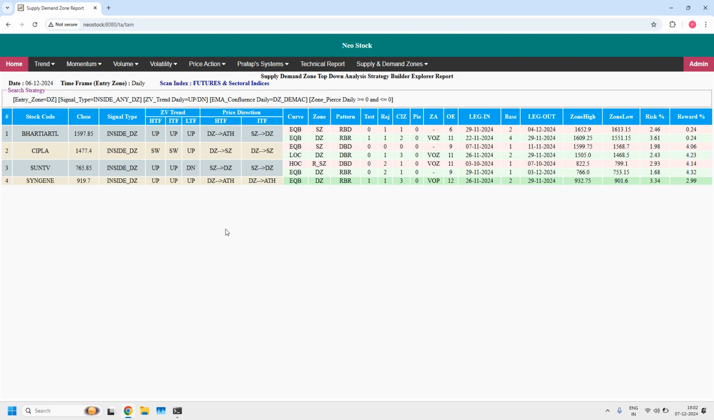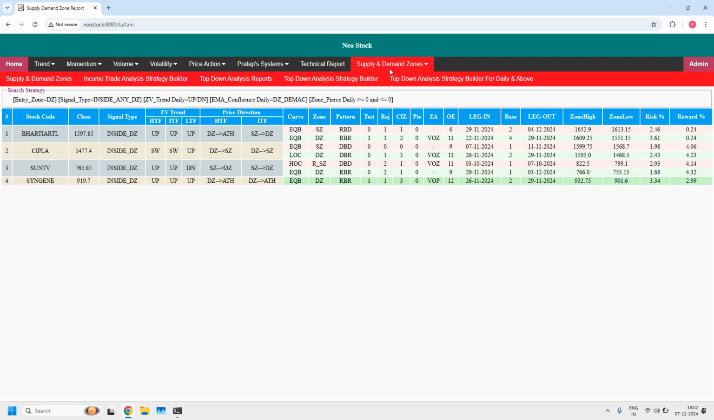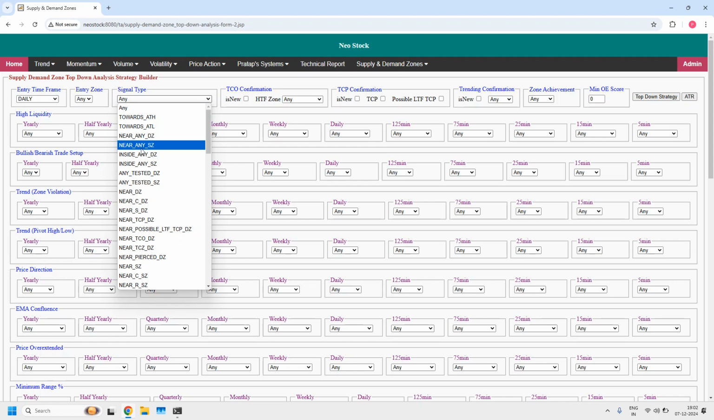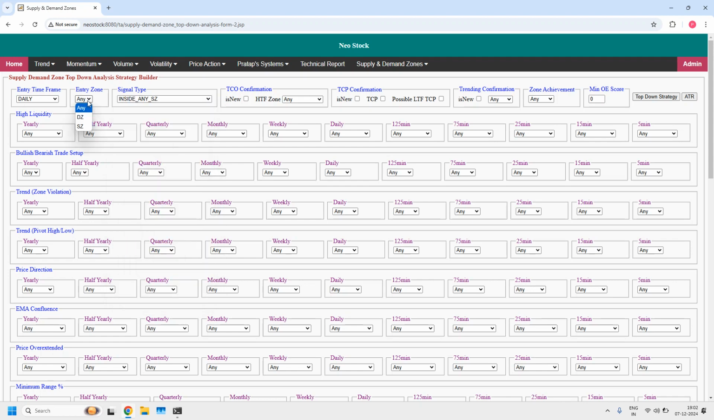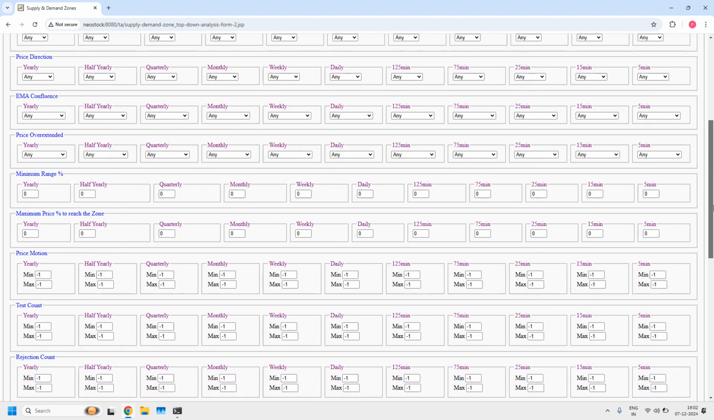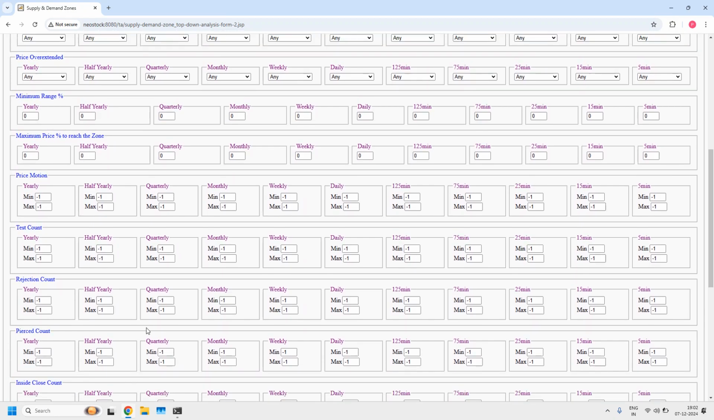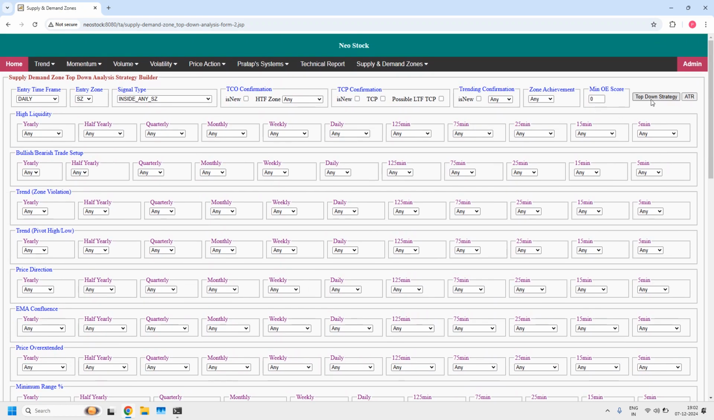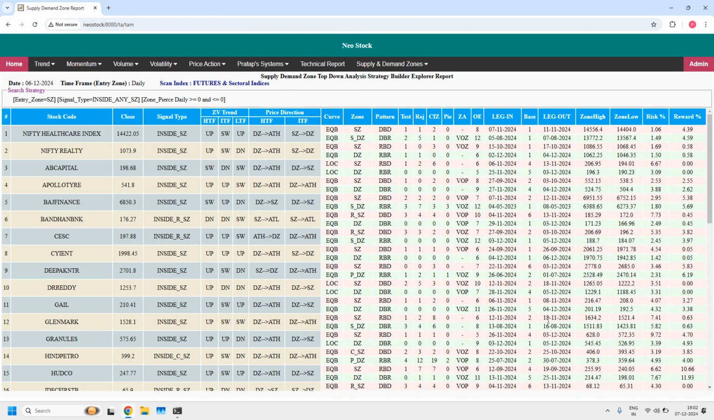Okay, in these 4 stocks, daily prices are closed, and also those daily demand zones are having daily EMA confluence. Okay, next for the daily time frame, price closed inside the daily supply zone, and this daily supply zone should not be pierced. So in the pierced count at a daily time frame, I am setting minimum value 0, maximum value 0. Let's filter. We got a big list.